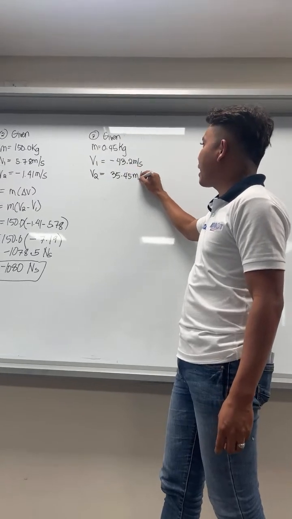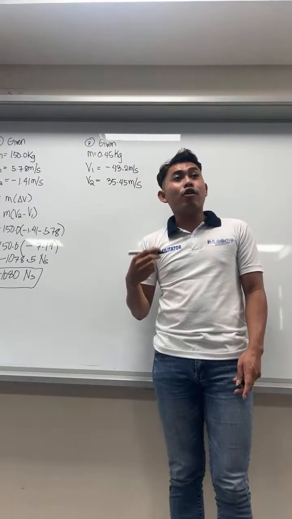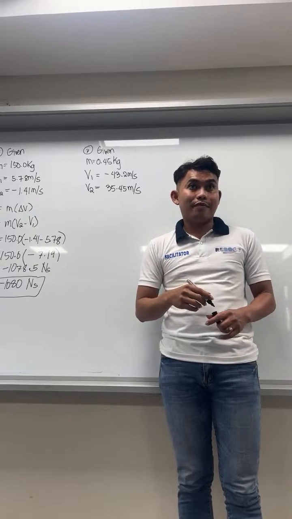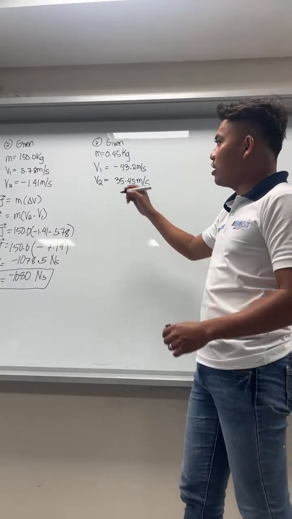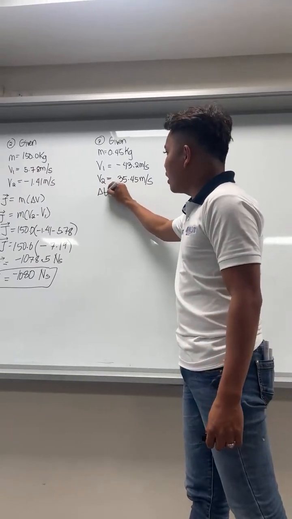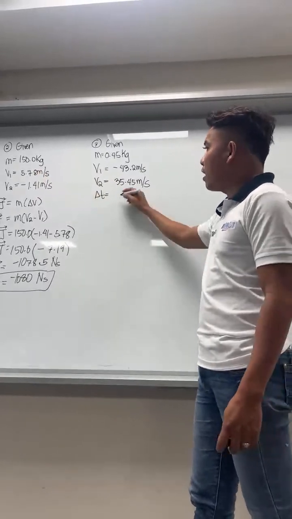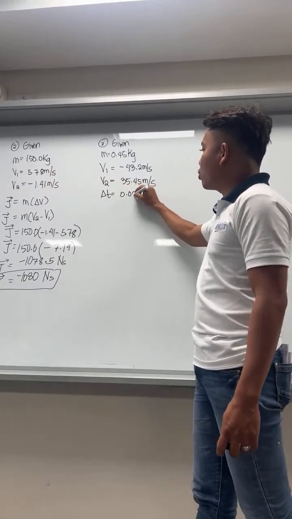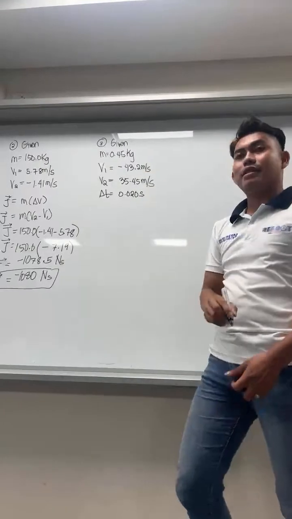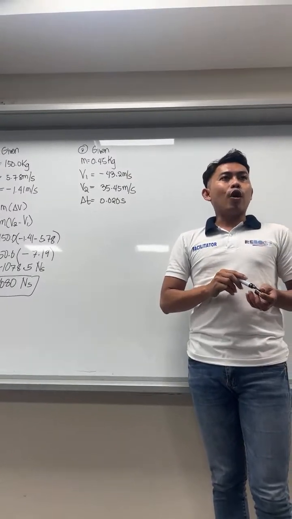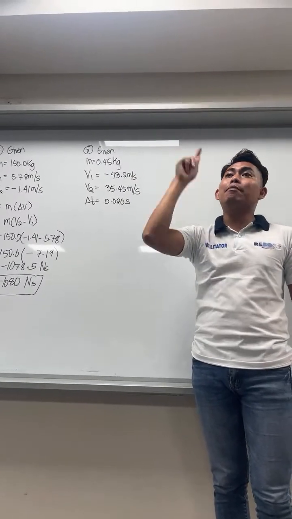Which is 35.45 meter per second, and the sign or direction is positive. And we have the change of time. The change of time based on your problem is 0.020 seconds. To solve for A, what are we looking for in letter A?